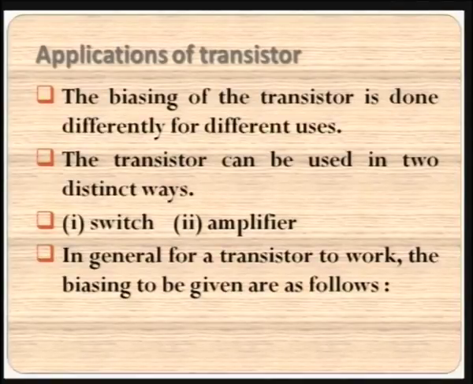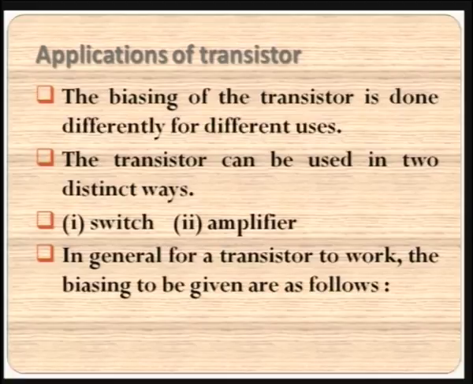We have discussed the concepts of transistor at an introductory level. Transistors are used for different purposes in electrical circuits. The two purposes are that it is used either as a switch or as an amplifier. These are the two main purposes of a transistor. Let us see how transistors are used. The biasing of a transistor is done differently for different uses. The transistor can be used in two distinct ways. One is a switch, the other one is an amplifier.